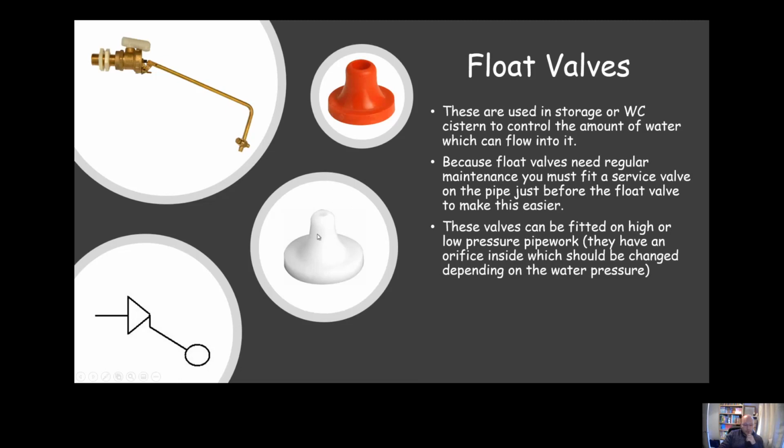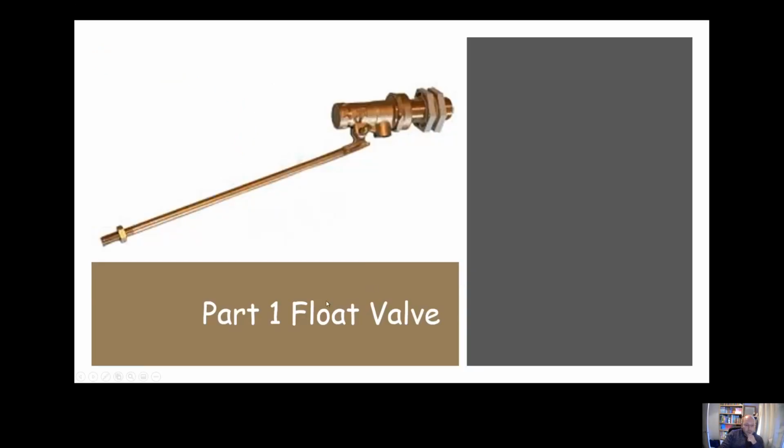Okay, all float valves have to meet the requirements set out in BS 1212, and they describe 4 parts. The BS 1212 has 4 parts which describe 4 different types of float valve, which we're going to look at now.